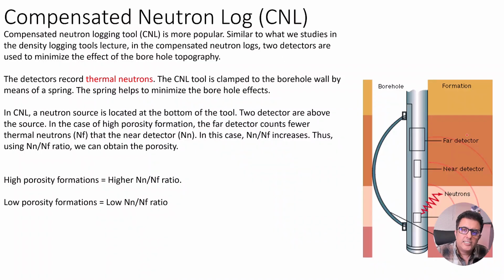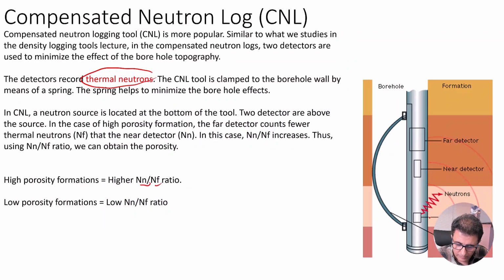In order to address the problem of unevenness of the borehole wall, another logging tool, the compensated neutron log, was developed. This logging tool is based on measuring thermal neutrons, and as you see here, it has two detectors, a near detector and a far detector. In order to measure the porosity, we should calculate the ratio of the number of neutrons detected by the near detector over the number of neutrons detected by the far detector.